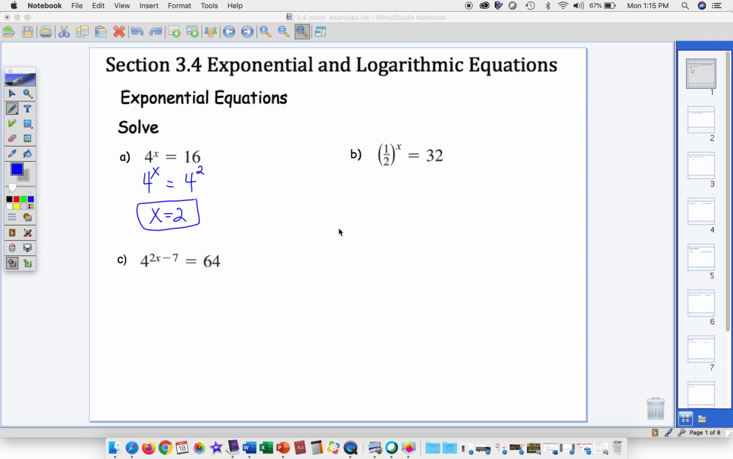Okay, very basic. But keep your eye out for it because you might see some of the problems where you can do it this way and get the same base. Here again, when I see 2 and I see 32, I know I can write 32 as 2 to the 5th. I can rewrite a half. 1/2 is 2 to the negative 1st, and then that's to the x power. And remember, when we have a power to a power, we multiply. So this is 2 to the negative x is equal to 2 to the 5th. So negative x is equal to 5. So x is equal to negative 5.